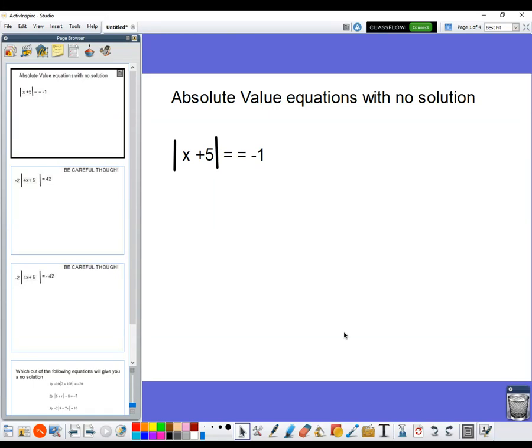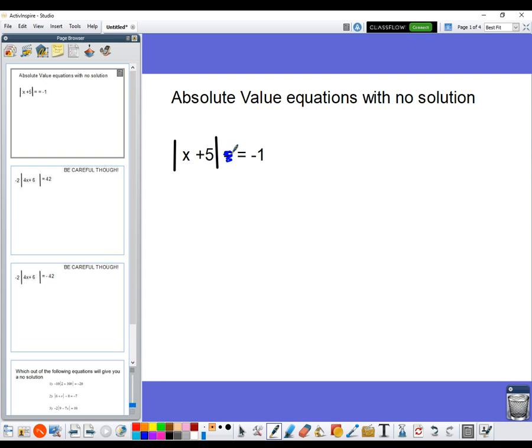Hello. Today we're going to be talking about absolute value equations with no solutions. There are equations that are going to give us no solutions. Right here we have the absolute value of x plus 5 equals negative 1. But I have an absolute value equal to a negative number.